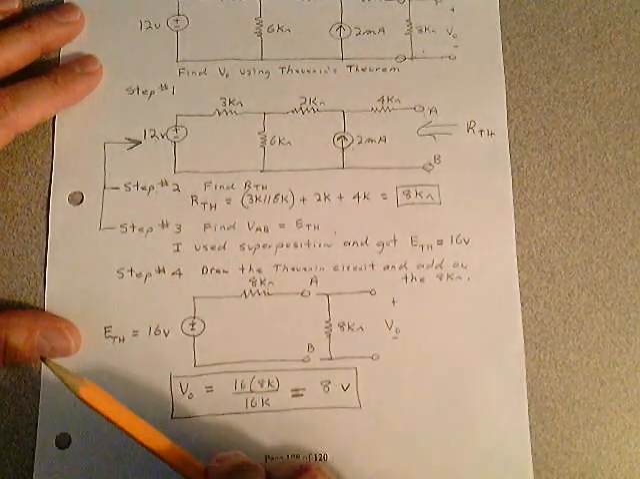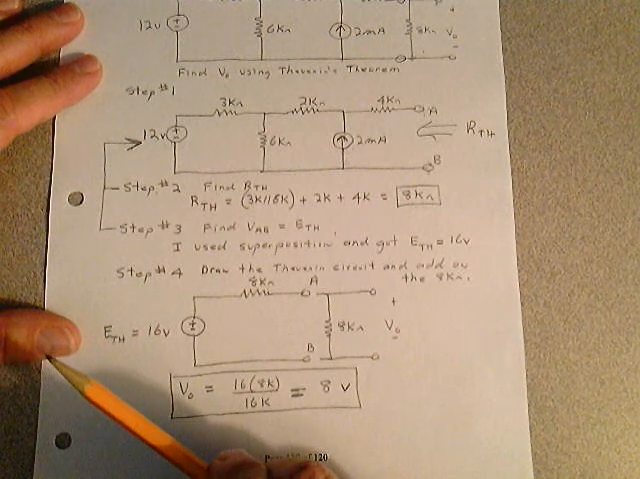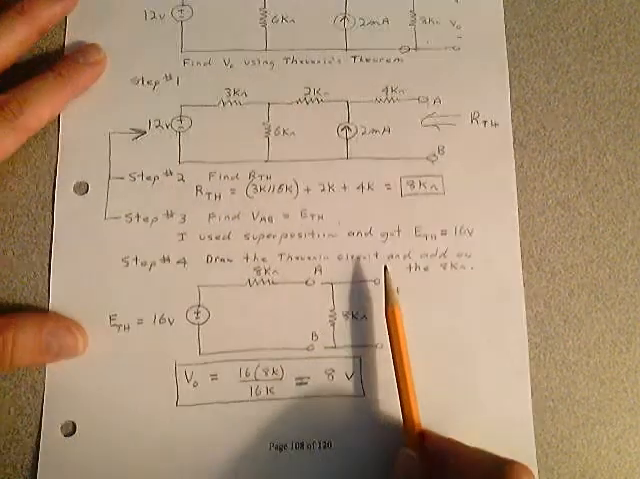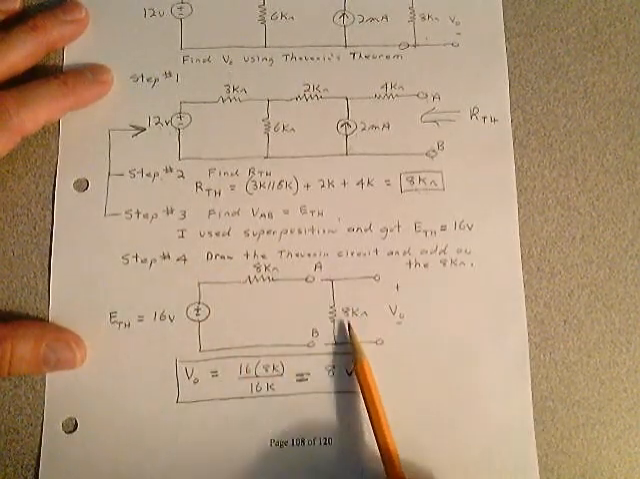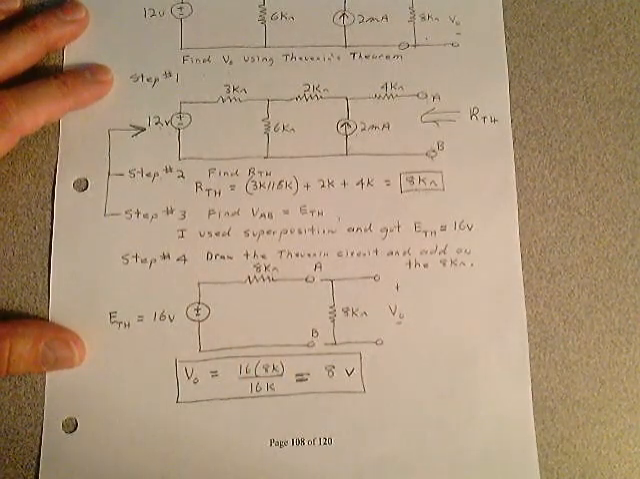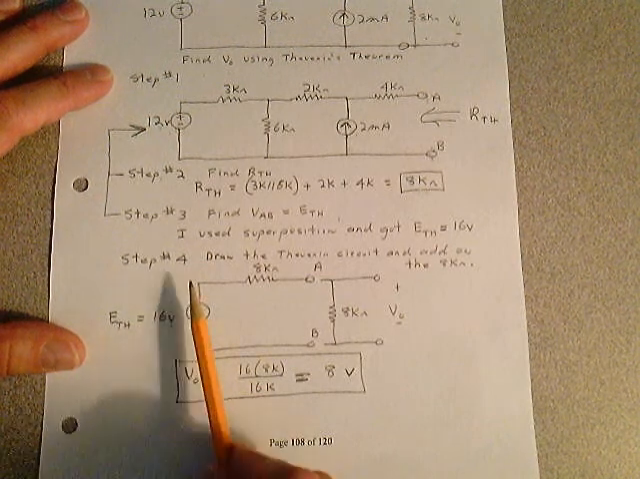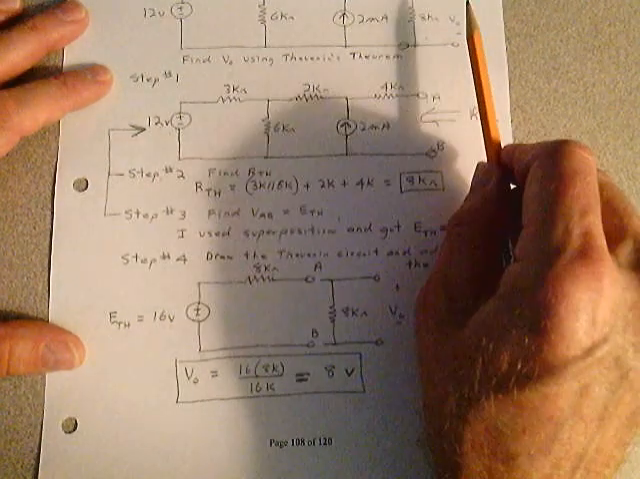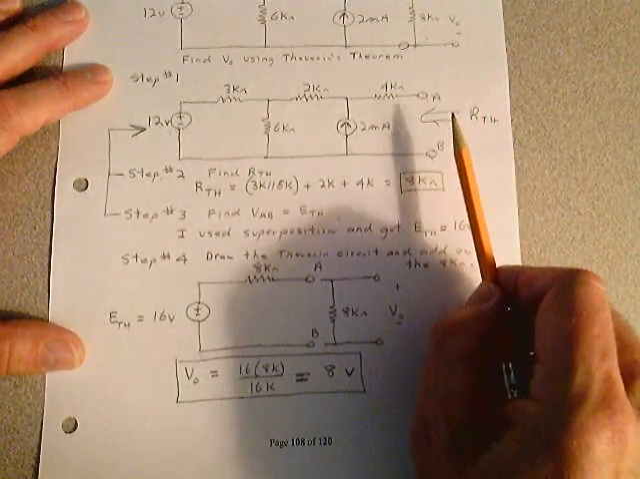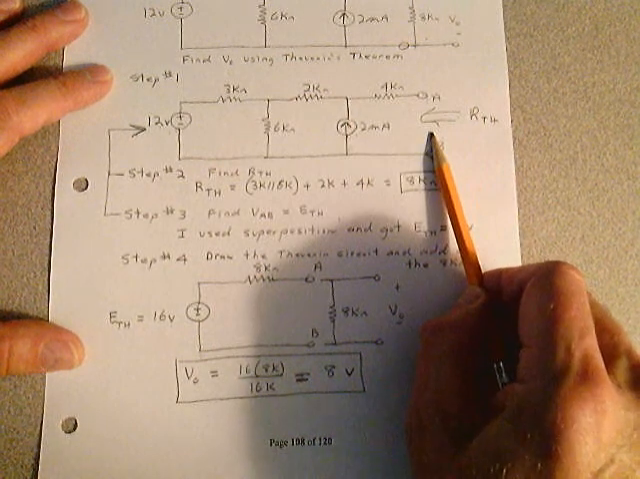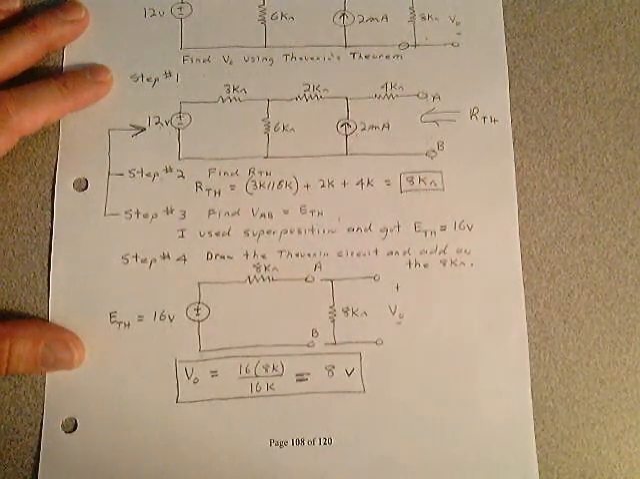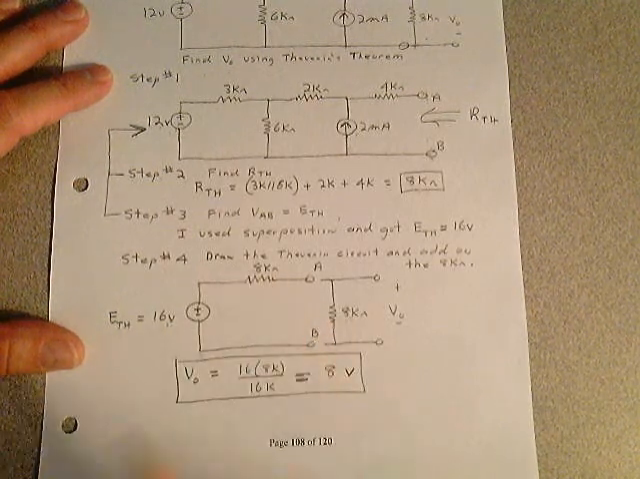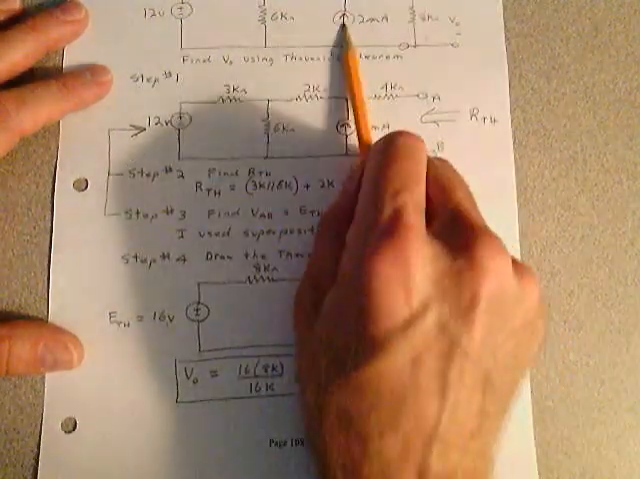We worked problems like this back in chapters 2 and 3. I get 16 volts. I put it down. There's my Thevenin equivalent circuit. Step 4 says just add on the 8K. I have 16 volts for my Thevenin, which is Thevenin voltage is 16 volts, which is basically the open circuit voltage here. Open circuit voltage and Thevenin voltage are the same thing. Add on the 8K. You can see a voltage divider here. 16 times 8 divided by 16. I get 8 volts. There's 8 volts. That's the answer to this problem.